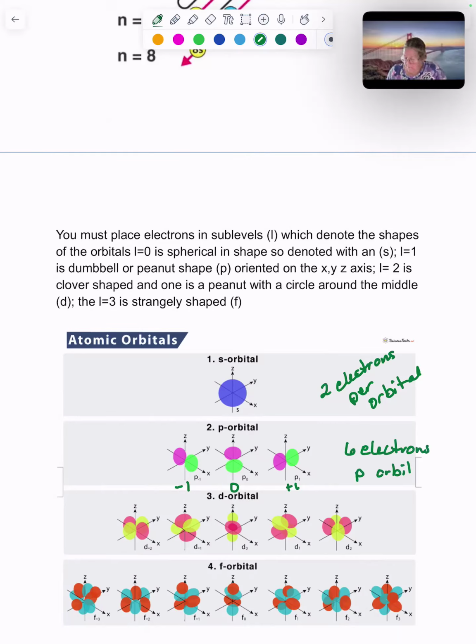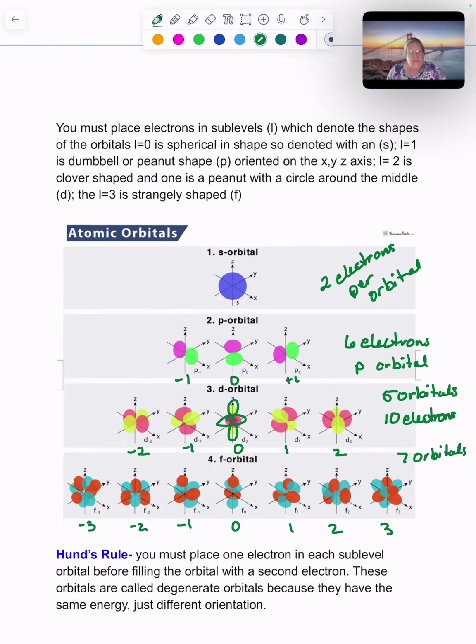Now, when you get to f, remember in the f sublevel, l was equal to 3. So we have -3, -2, -1. Here's my 0, 1, 2, 3. So we have 7 orbitals. If each orbital has 2 electrons, one clockwise, one counterclockwise, we have a total of 14 electrons in the f sublevel.